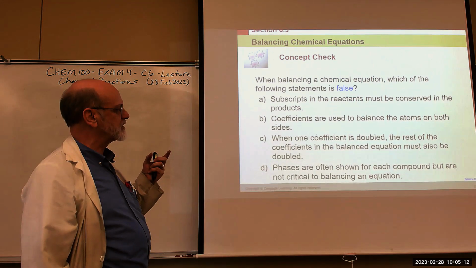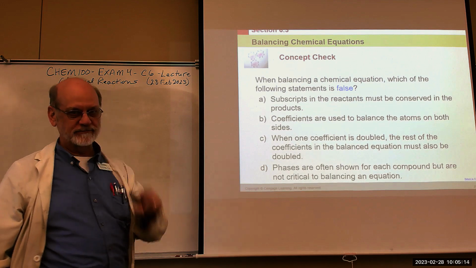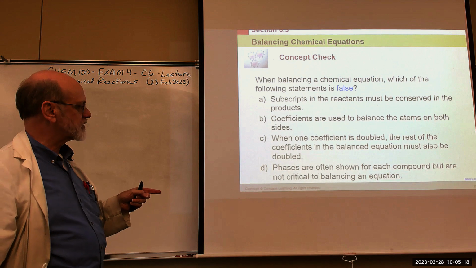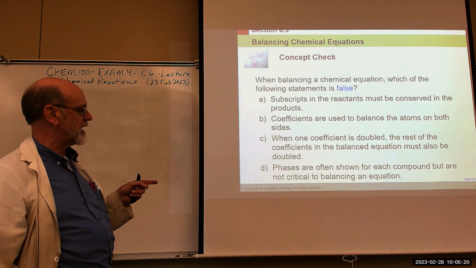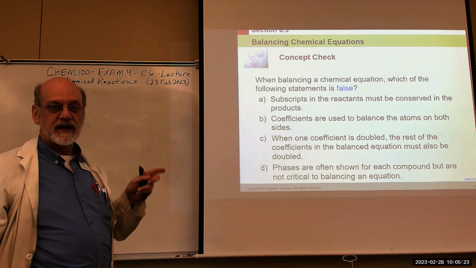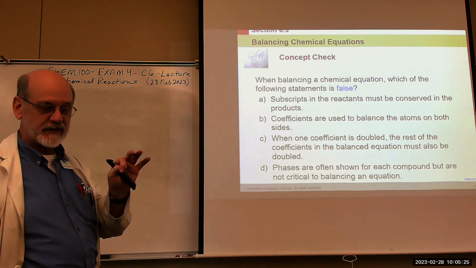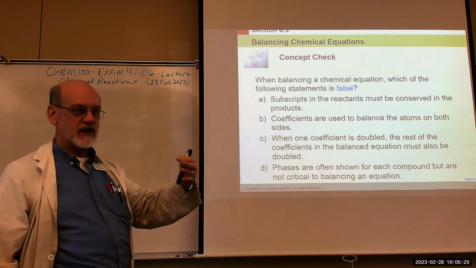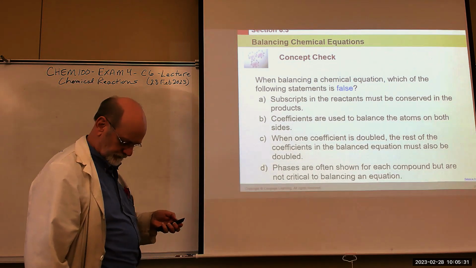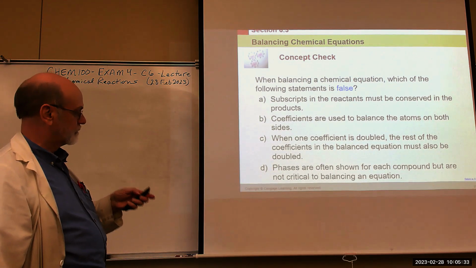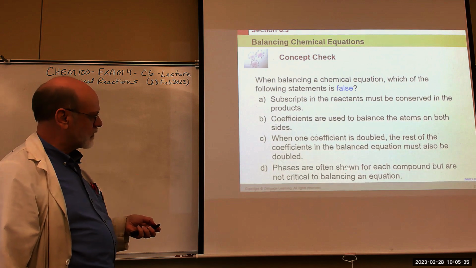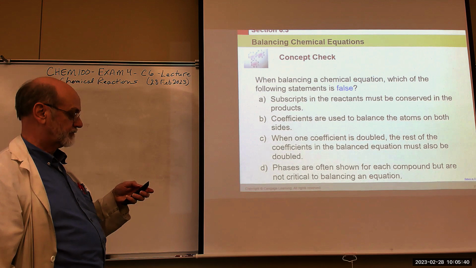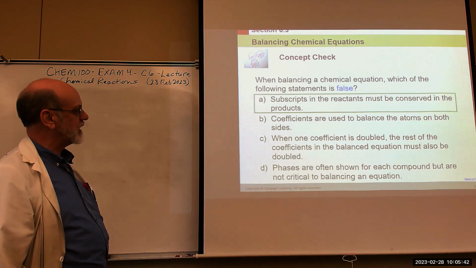Coefficients are used to balance the atoms on both sides. That's true. Yeah, coefficients are the way to do it. When one coefficient is doubled, the rest of the coefficients in the balanced equation must also be doubled. Once the equation is balanced, then anything you do to one of the coefficients has to be done to the others. So that was true. And phases are often shown for each compound, but are not critical to balance an equation. That's true. So the only false one is that one right there.